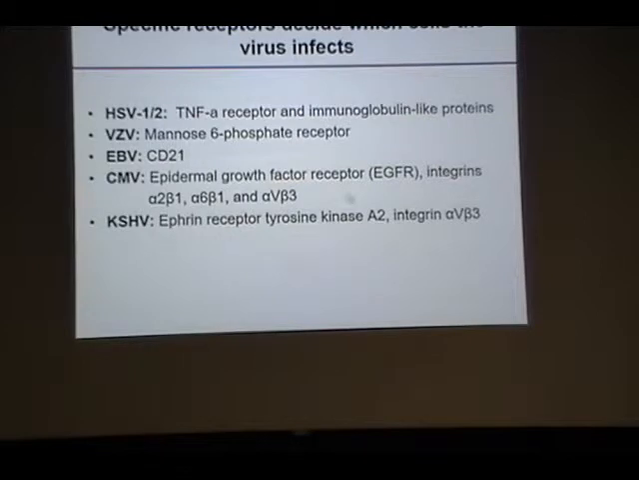Varicella-zoster virus, for example, uses the mannose-6-phosphate receptor to get into the cells. And these are the receptors for the other herpes viruses. You can take a look. Basically, what I'm telling you is that each type of herpes virus requires a specific receptor to get into the cells, and that's why each herpes virus infects a specific type of cell.